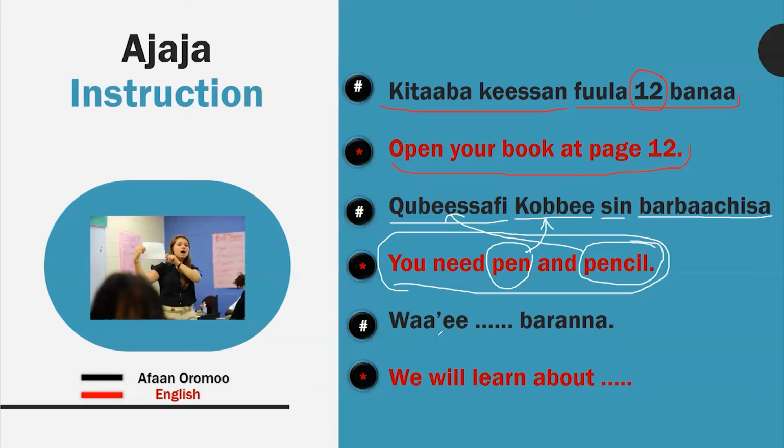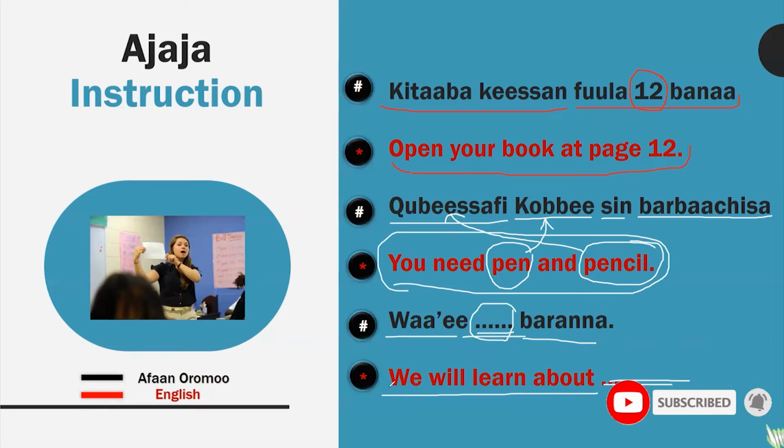The next is wae blank barana. If you want to tell the student about the title you are going to teach, the teacher can say wae, this is. It means we will learn about something. This blank, okay? You want to use that title, okay? You can put a title here. Then the subject or the topic you're going to teach the student, and you can say it, okay? We will learn about something like this.